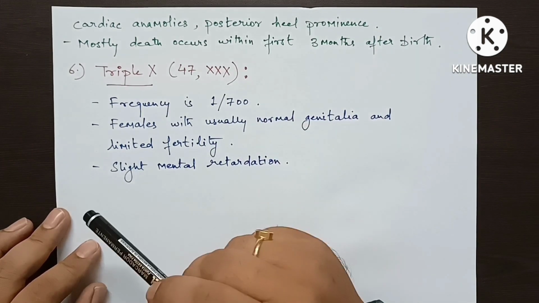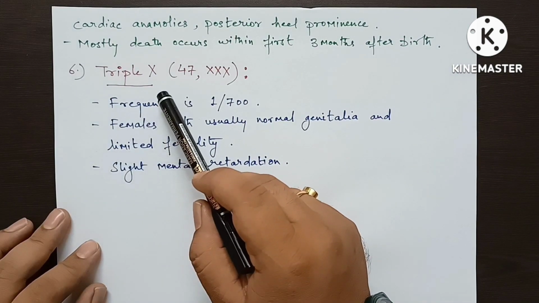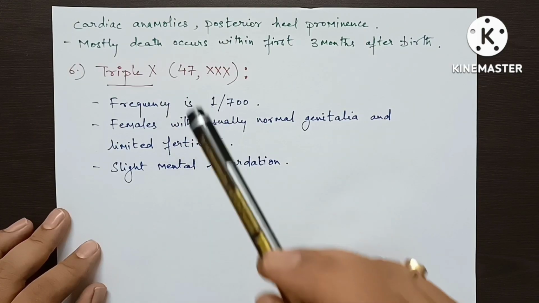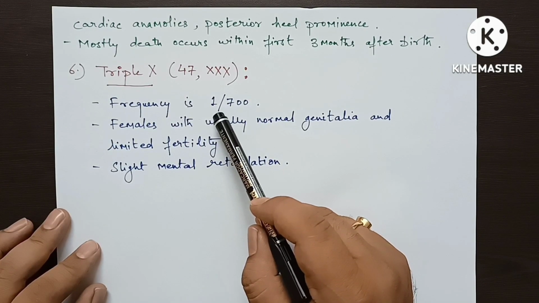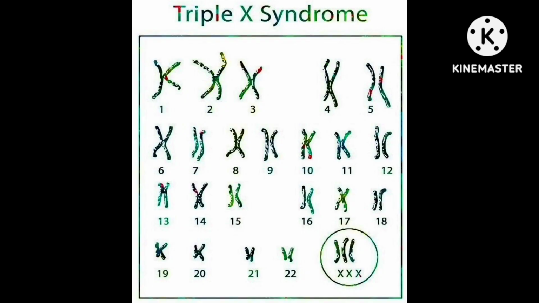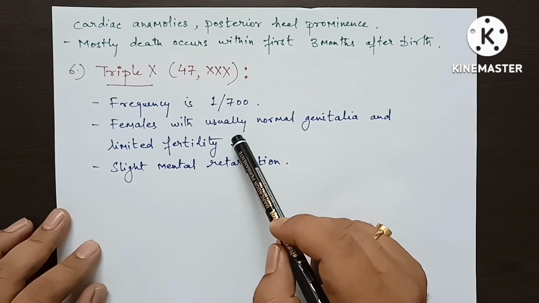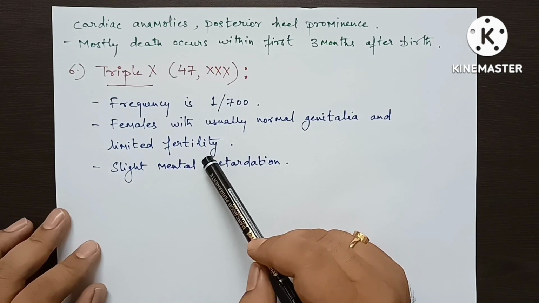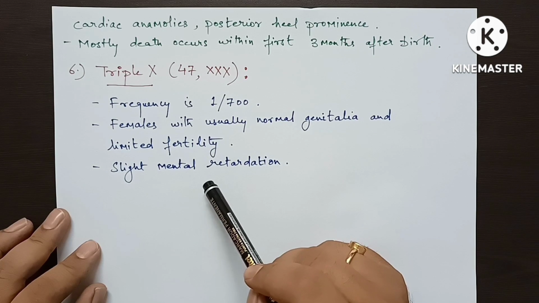Lastly, the XXX syndrome, which occurs in 1 in 700 cases. Females usually have normal genitalia but with limited fertility. Slight mental retardation is present.